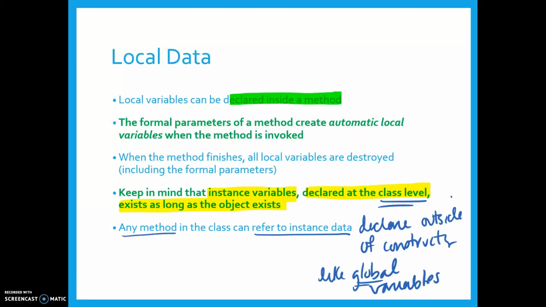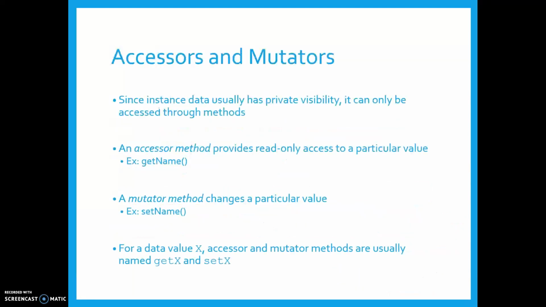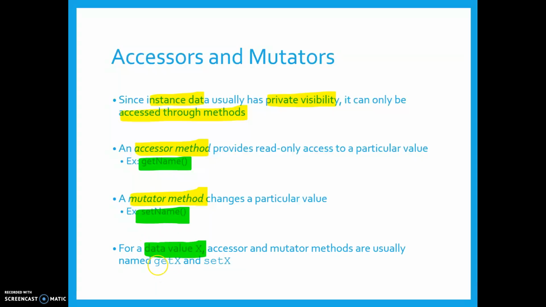All right, last but not least are the accessor and mutator methods. So we want our instance variables to have private visibility so they can only be accessed through methods. So we have 2 methods that we use. We have our accessors and our mutators, and these are typically our getters and our setters. And so if our data value is called x, we would call these methods getX and setX.